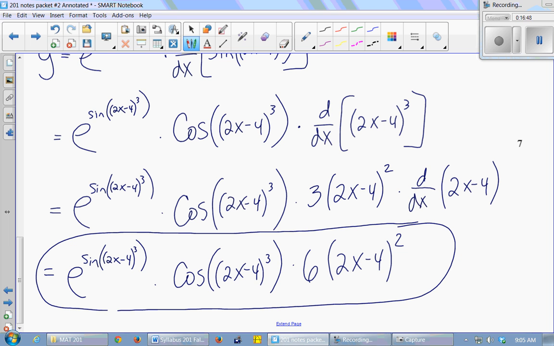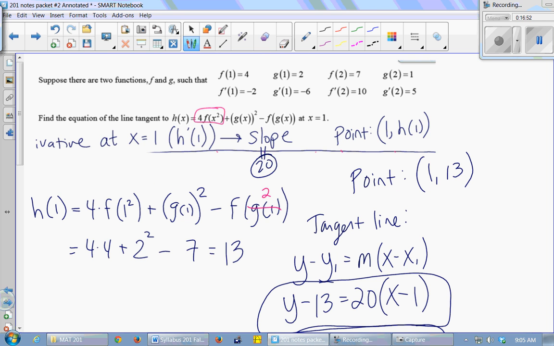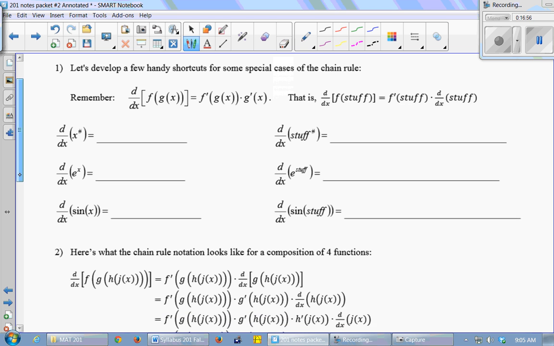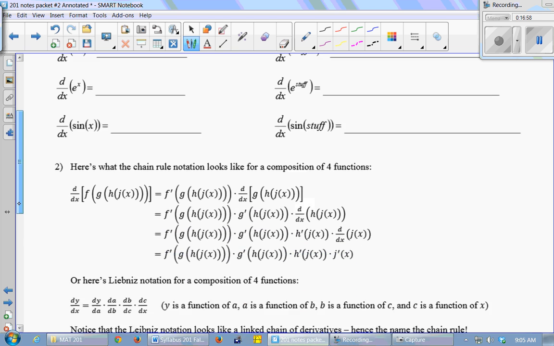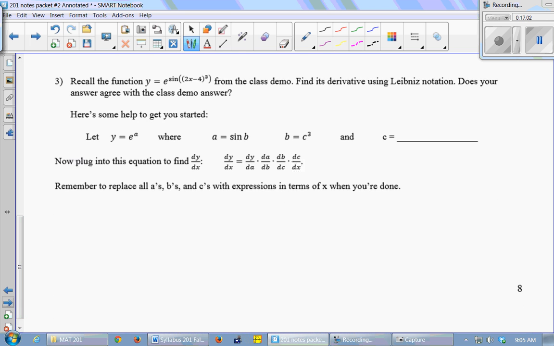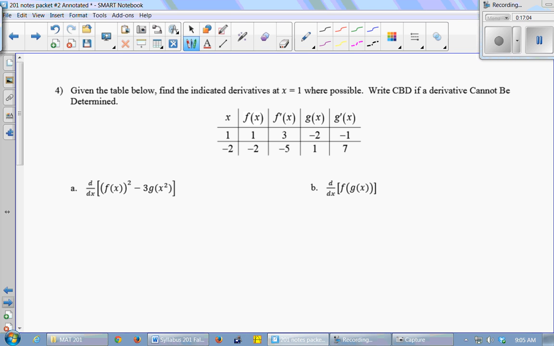Okay, so that's it for lecture. You have some group activities where you will practice using the chain rule on multiple functions and then doing some stuff numerically.